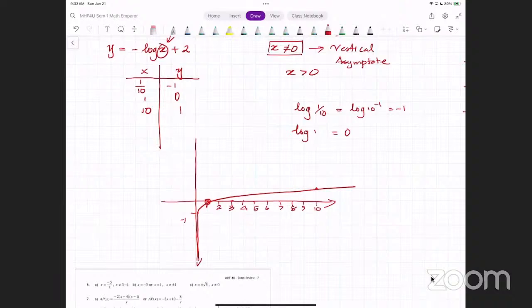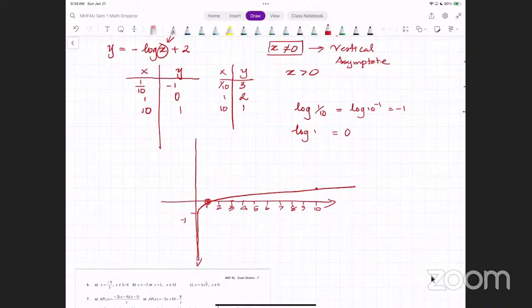Now what we need to do is minus log x plus 2. We can use the same points to graph it. So we're going to do the transformation. The transformation only affects my y value. So let's generate a new y value for the same x values: 1/10, 1, 10. All I need to do is multiply by minus 1. So -1 times -1 is positive 1, 1 plus 2 is 3. 0 times -1 is 0, 0 plus 2 is 2. And 1 times -1 is -1, plus 2 is positive 1.